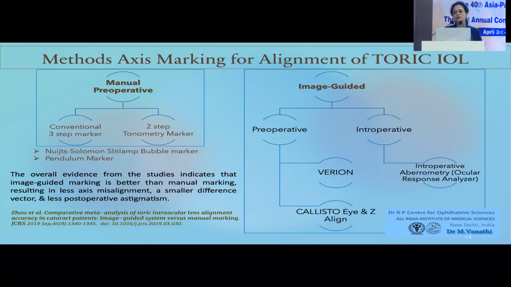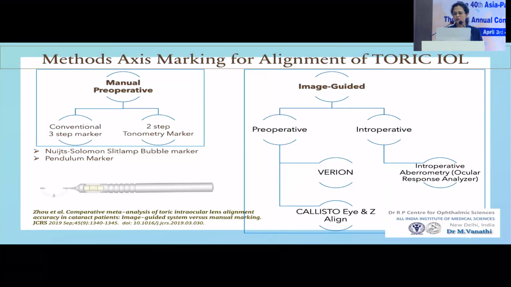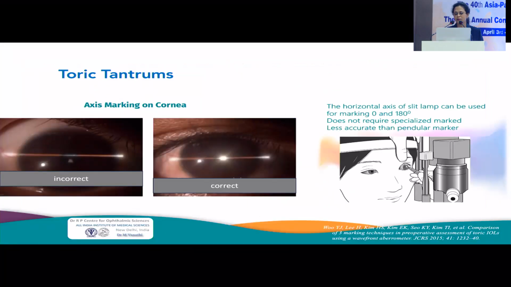Image guided ones, you have preoperative and intraoperative. The preoperative one includes the Verion, which is the cataract refractive suite, which helps to gauge your astigmatism, and it's transferred onto the console, and then this will help you to modify or implant your lenses. The intraoperative one, which is more sophisticated and more expensive, is the ocular response analyzer, which you would need to do the intraoperative aberrometry. I think because of lack of time, I'll just run through.